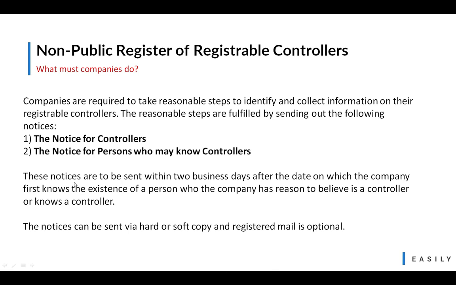These notices are to be sent within 2 business days after the date on which the company first knows the existence of a person who the company has reason to believe is a controller or knows a controller. Like I mentioned, the notices can be sent via hard or soft copy. We send soft copy, and registered mail is optional. So you don't have to send through registered mail. You can send it hard copy via normal snail mail. If not, you can send soft copy via email, or like us, we digitize the form and send it out to all the controllers of all the companies under our portfolio.